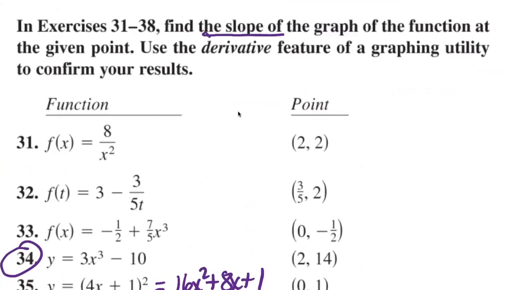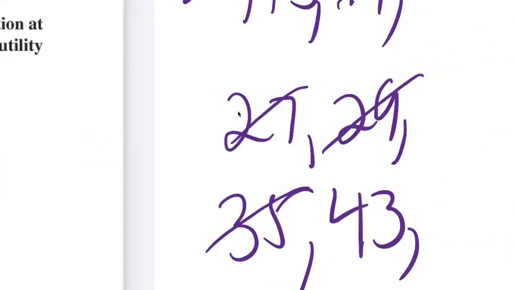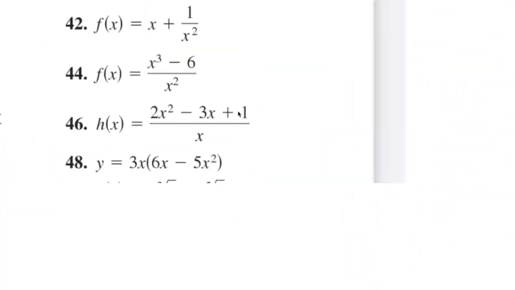You're finding the slope at the given point. So when you take the derivatives, then you're going to fill in 0 for x, and you'll have the slope. So check your answers. 43.